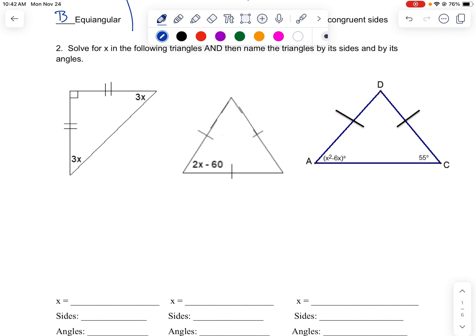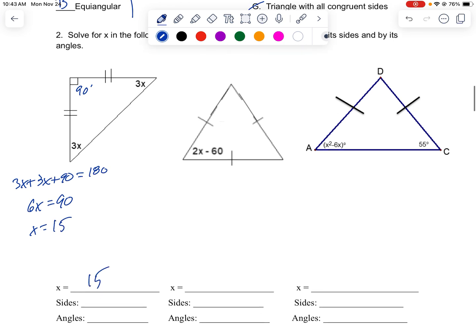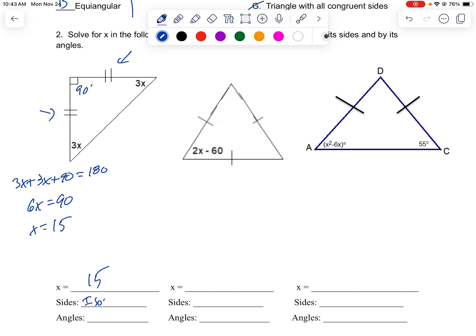This next part, number 2, is probably a little bit tougher. Since this little box is a 90-degree angle, it's a right angle. So I can add all three angles up and set them equal to 180 degrees. So I get 6x equals 90, and then 90 divided by 6 gets you 15. To classify this triangle by its sides, I have two congruent sides, so this would be considered isosceles. Classified by its angles, there is a 90-degree angle, so it's a right triangle.